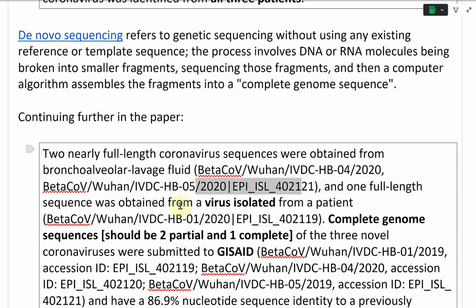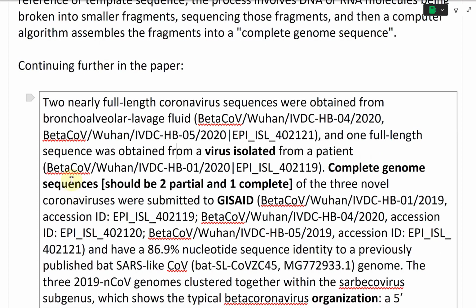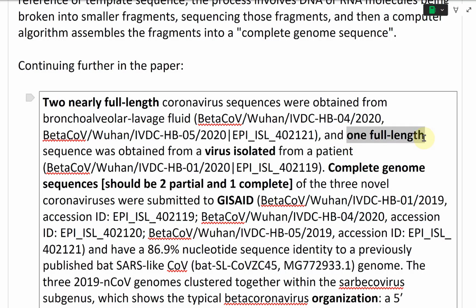And 1 full-length sequence was obtained from a "virus" isolated from a patient, and this is this one right here. This is the full length, the other one is partial length. But then they state that complete genome sequences should be 2 partial, 1 complete, because it says right here 2 nearly full. Yeah, so we have 2 nearly full and 1 full. Then it says complete genome sequences should be 2 and not complete.